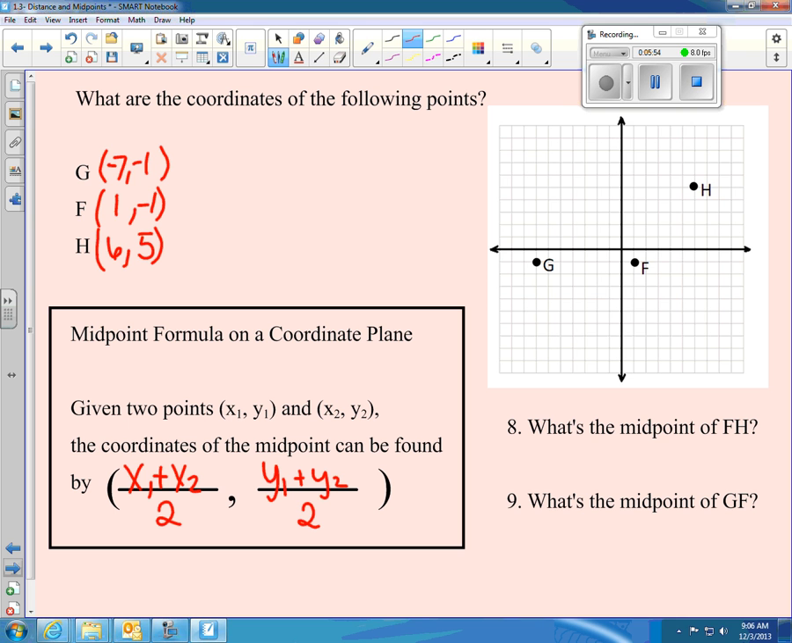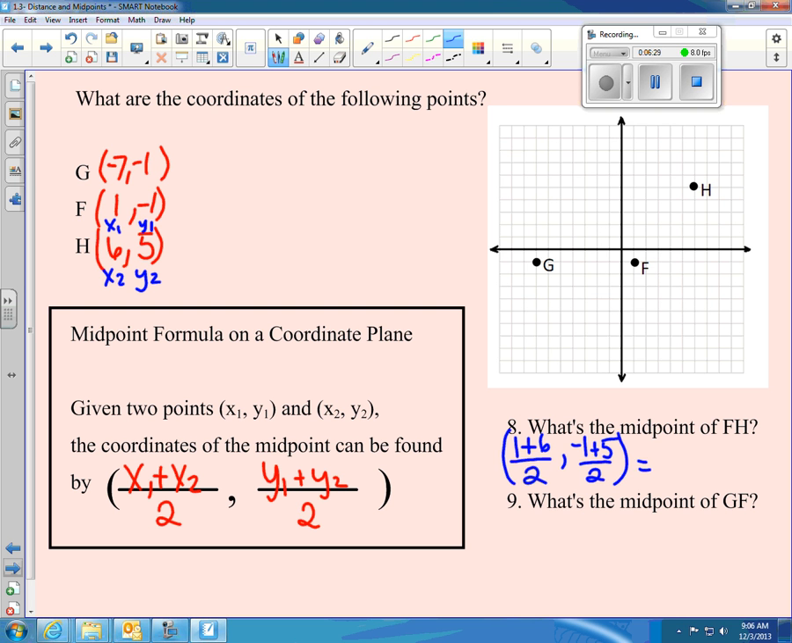All right, so 8. What's the midpoint of FH? Well, if we start off with our x's, it doesn't matter which one we pick as x1 or y1. I'm just going to go with FH. I'm going to go x1, y1, x2, y2. So we're going to take our x1 plus our x2 and divide by 2. And I'm going to write this in an ordered pair. Let's go ahead and set up our y's. So we're going to do -1 plus 5. Again, we're going to divide by 2.